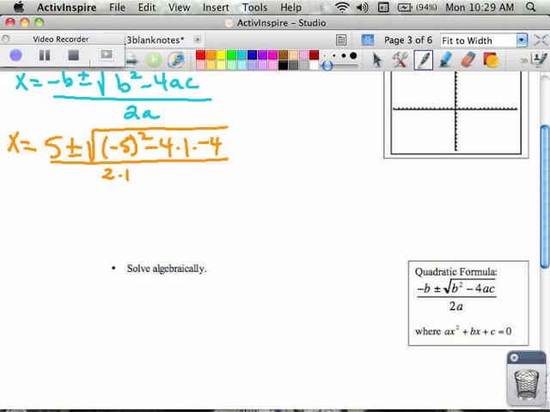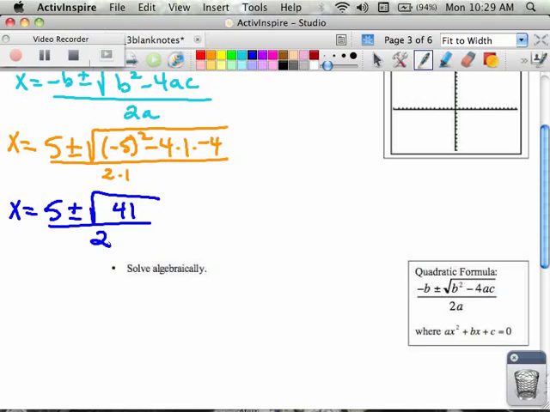If I simplify that, I get x equals 5 plus or minus the square root of 25 plus 16 is 41, all over 2. And remember, this is signifying that there are two answers. 5 plus the square root of 41 all over 2, and 5 minus the square root of 41 all over 2. And so now I'll transition to our calculator, and then I'll come back here, you can see this again.